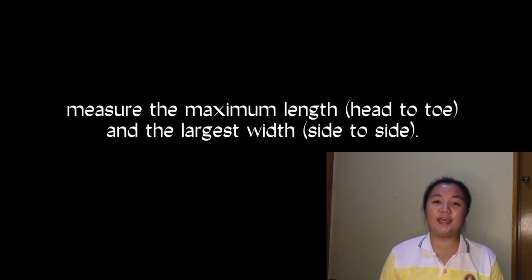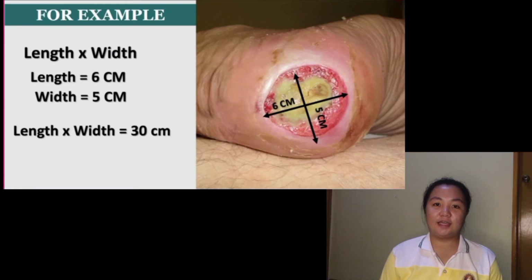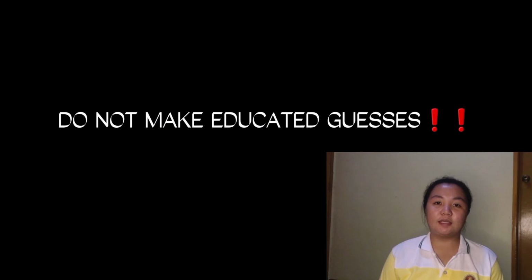How to use it? Using a centimeter ruler, measure the maximum length, or the head to toe, and the side to side, or the largest width. To calculate the surface area in centimeters squared, multiply the two measurements, which is the length times width. Take note that you should not make educated guesses. When measuring an ulcer, always use centimeters and the same approach each time.